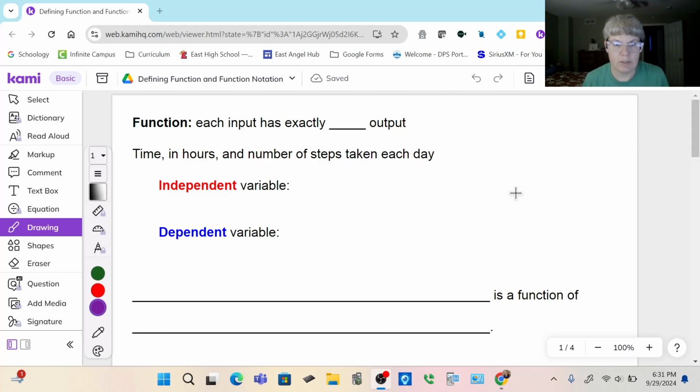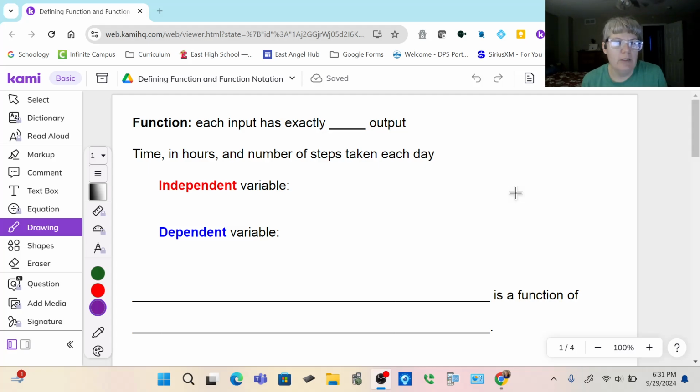Hello, this is Mrs. Scarple, and in this video I'm going to review the definition of a function, identify some independent and dependent variables, also go over function notation and how we can describe different situations using function notation.